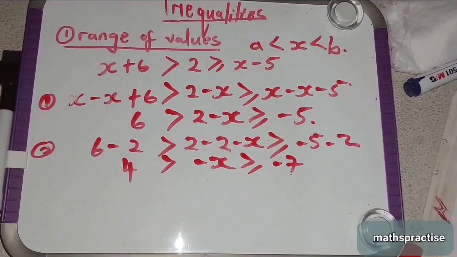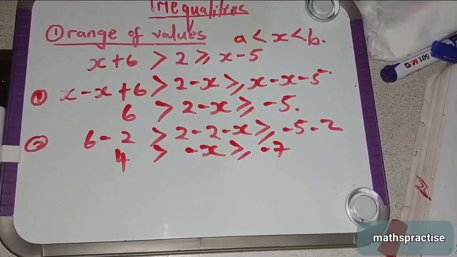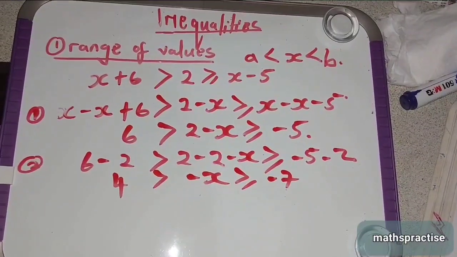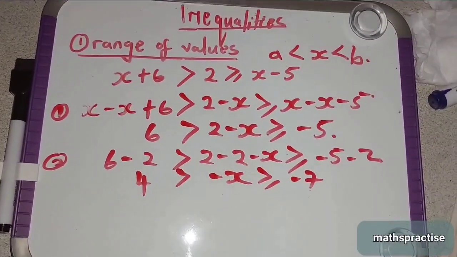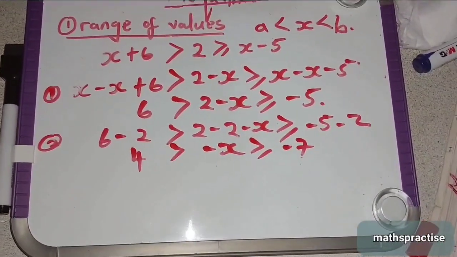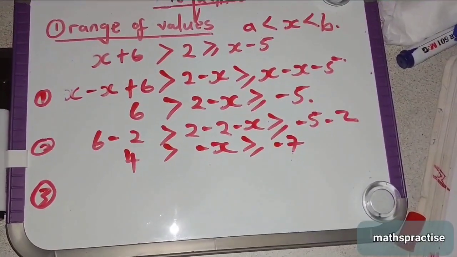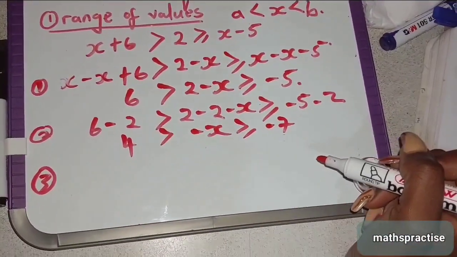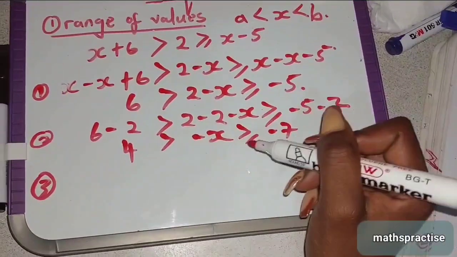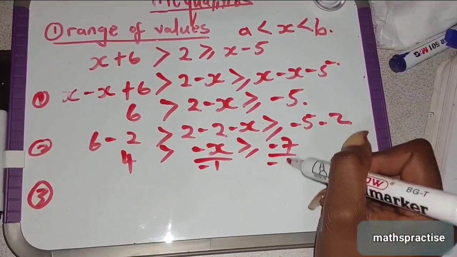So the last thing, we want to remain with x. If you are following through, you understand what I'm doing. So the last step, that's the third step, we want to remain with x in the middle. So how can we remain with x? We have minus x here, so we have to divide by minus 1. Okay, divide by minus 1.